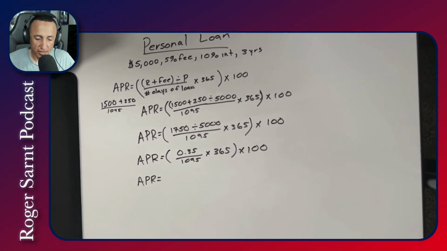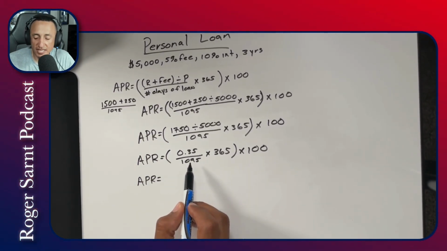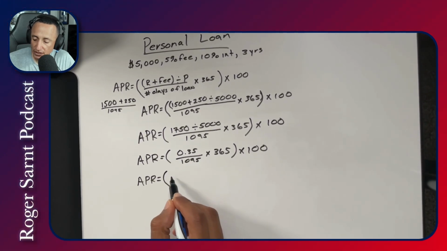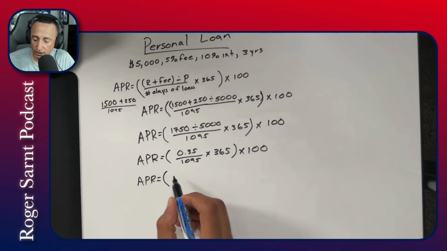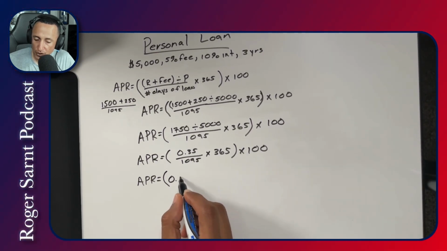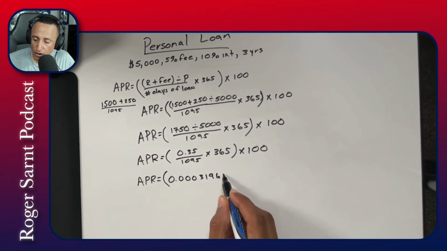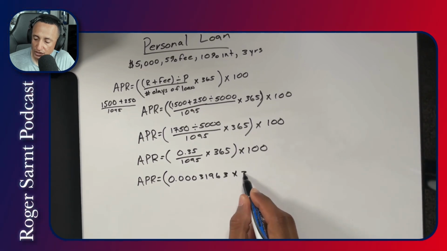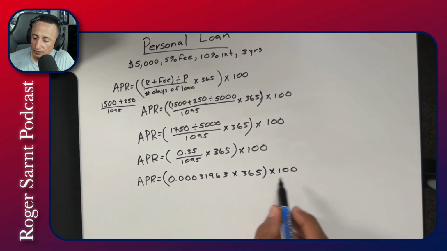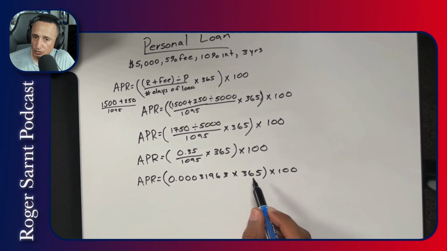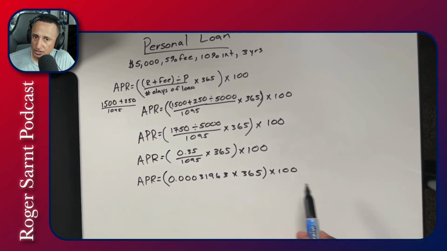APR is going to be, when we divide the 0.35 by 1,095 days, and make sure that you keep this number the way it shows on your calculator, okay? That's going to be 0.0003196 times 365. So we're getting to the 365 finally, times the 100. 365 is the annual days, and the 100 is going to be the annual percentage in percent.